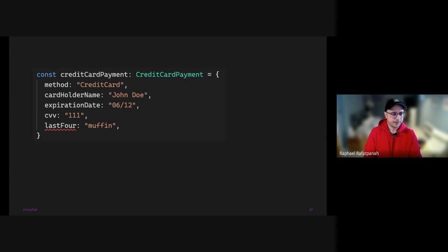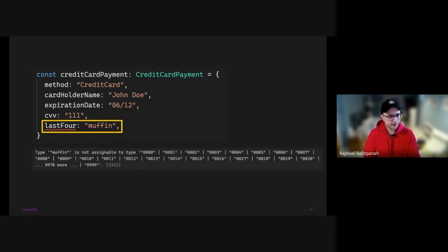And what that gives us is the ability to have TypeScript tell us when we're assigning muffin to a last four and saying, hey, you know what? Muffin doesn't belong in the set of 4-character strings where every character is a number. So we're reducing the size of the set to make our domain easier to understand and make values that are not in our domain not representable.